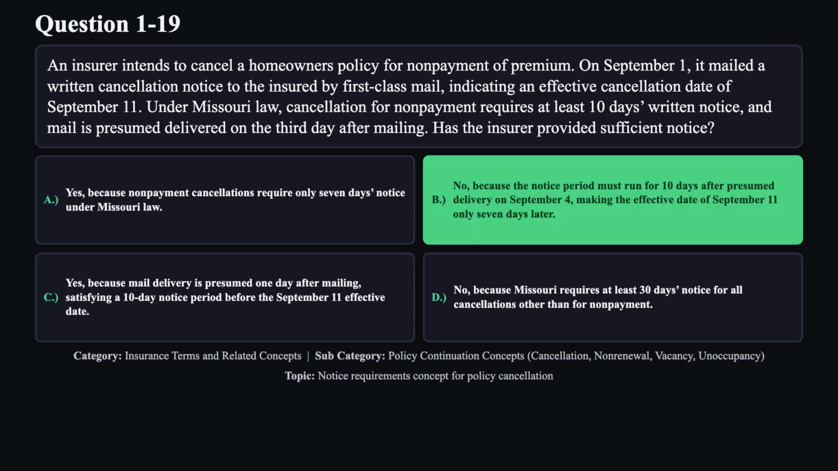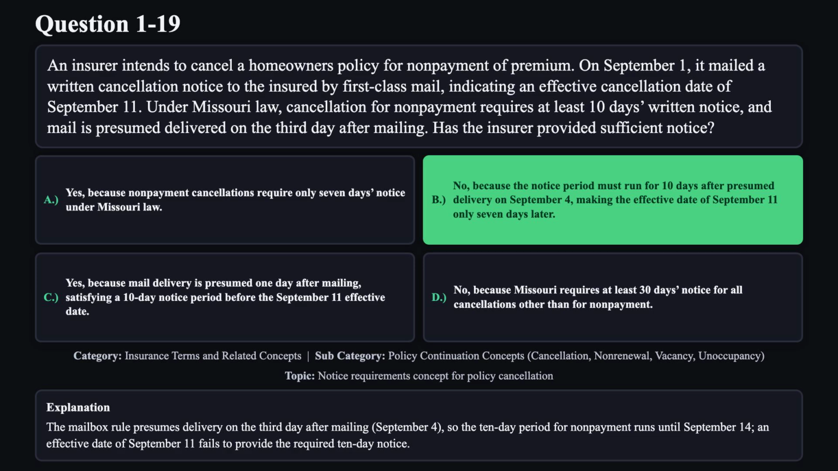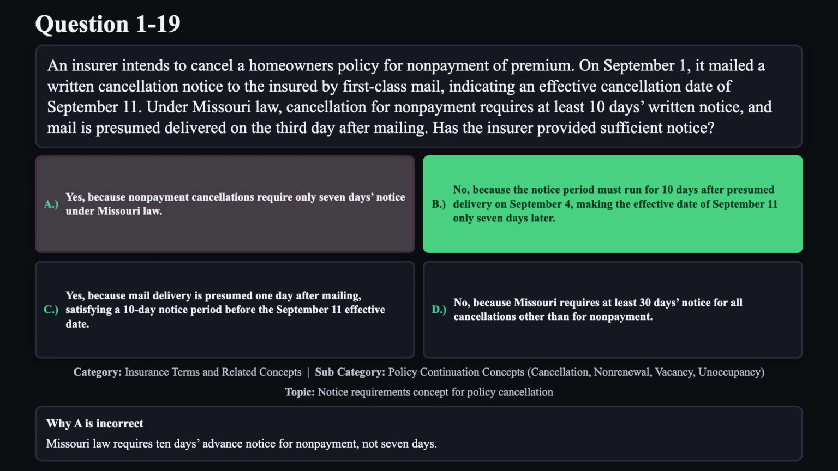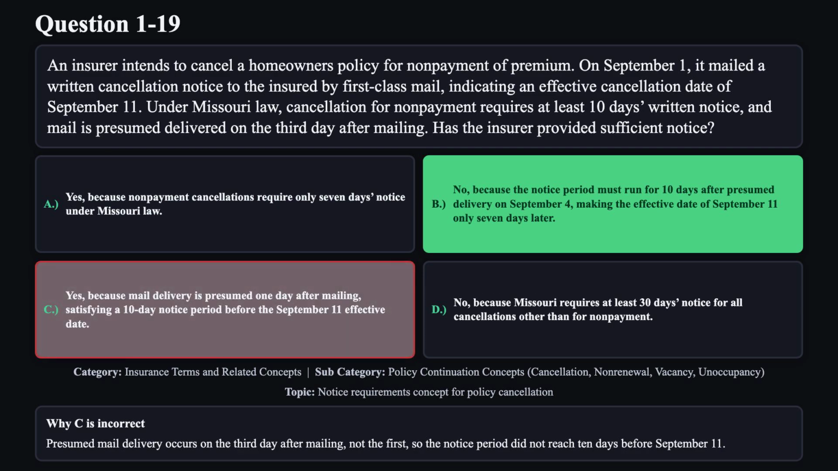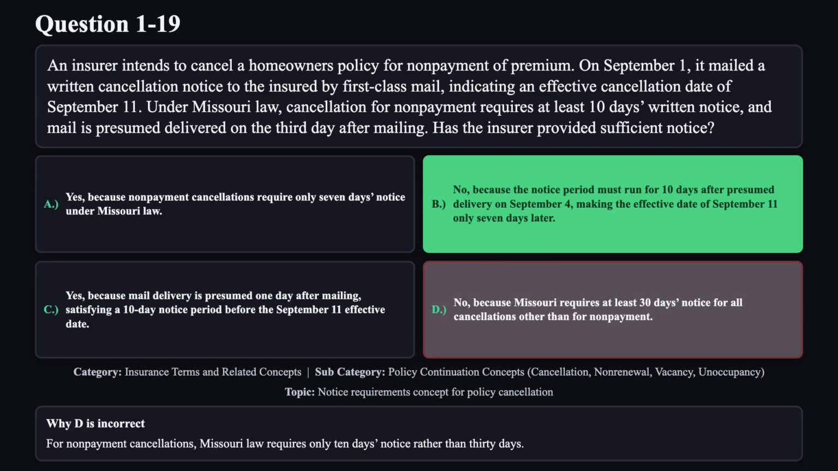The correct answer is B. The mailbox rule presumes delivery on the third day after mailing, September 4th. So the 10-day period for non-payment runs until September 14th. An effective date of September 11th fails to provide the required 10-day notice. Reason A is not correct. Missouri law requires 10 days advance notice for non-payment, not 7 days. Reason C is not correct. Presumed mail delivery occurs on the third day after mailing, not the first, so the notice period did not reach 10 days before September 11th. Reason D is not correct. For non-payment cancellations, Missouri law requires only 10 days notice rather than 30 days.